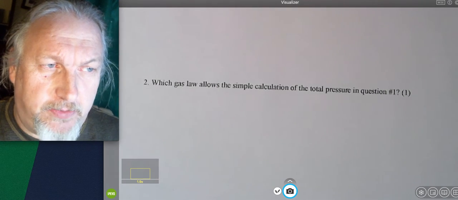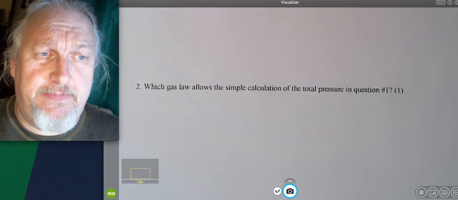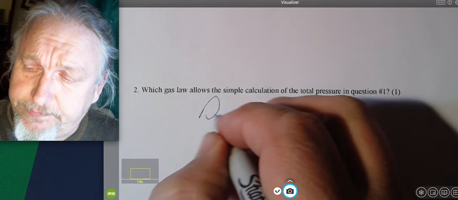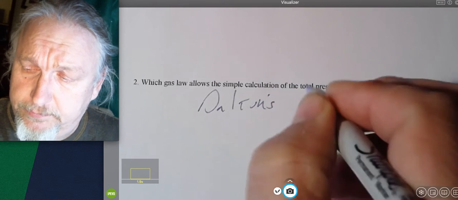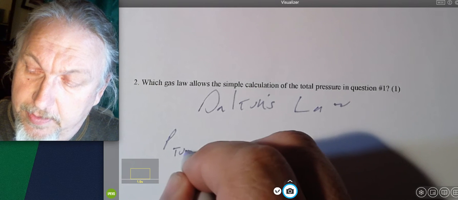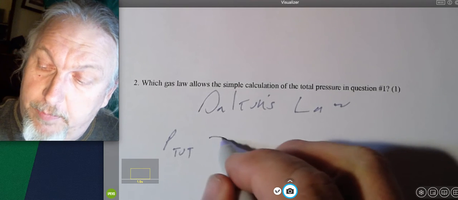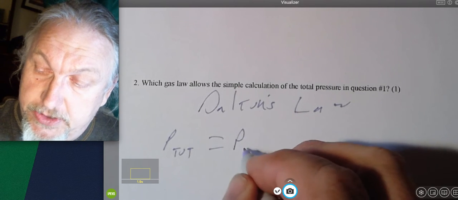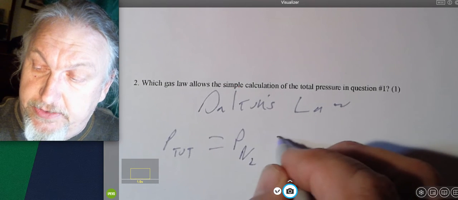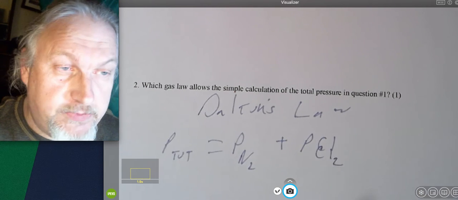So, let's also look at number 2. Which gas law allows the simple calculation of the total pressure in question 1? Let's go ahead and answer that one first. It's Dalton's law. Dalton discovered that if you take the pressures of each individual gas and you add them up, then that will be the pressure of the total system. So on this system, I'm going to have the pressure of nitrogen, PN2, plus the pressure of the chlorine gas, PCl2. That's what we'll call it.